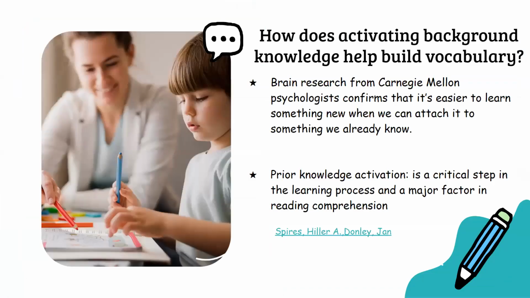So one of the things that we're going to talk about today is vocabulary. And one of the things that's critical for understanding vocabulary is activating their background knowledge. When we activate it and we give them something they already know and attach it to something new, we're helping to build their vocabulary and build their background knowledge at the same time. It's a critical step in the learning process.